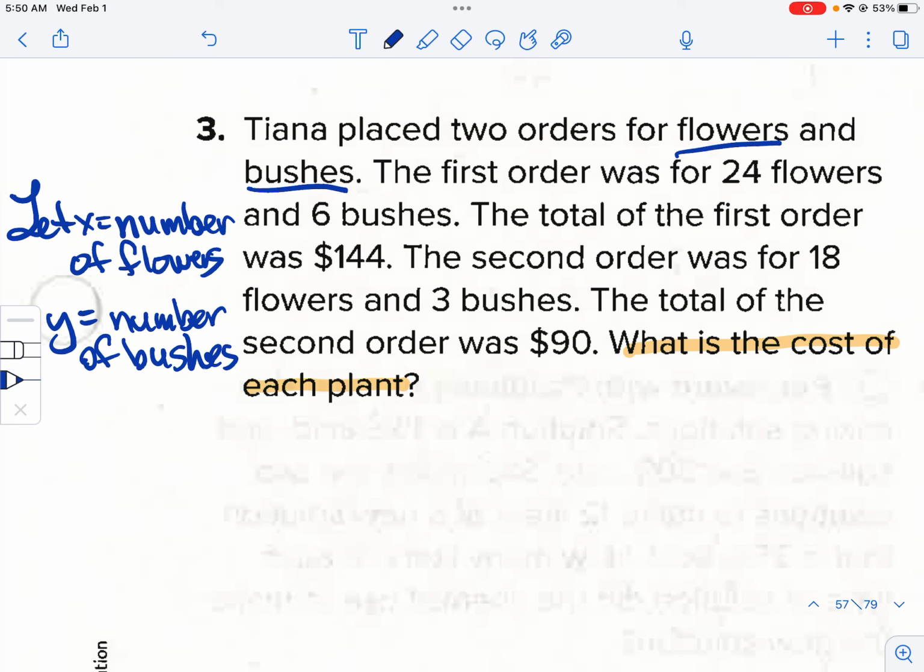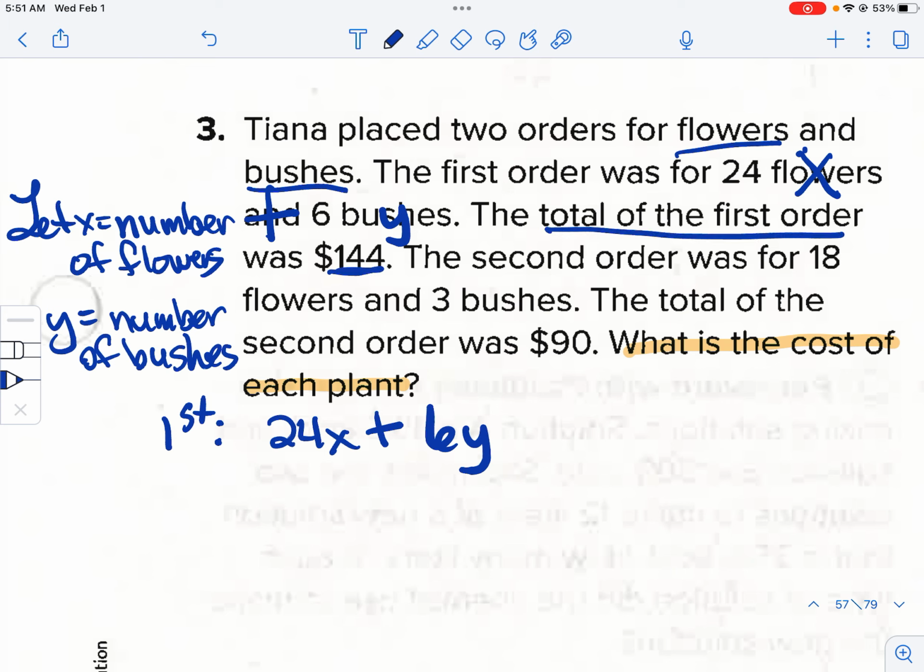There are 2 orders. So if I'm talking about the first order, remember, sorry, X stands for the flowers. So it says 24 flowers. So instead of writing flowers, I could write the letter X. So I have 24X. Then it says and. So and becomes our plus sign. 6 bushes. Well, we said number of bushes was y. So 6y. Then it says their total is $144.